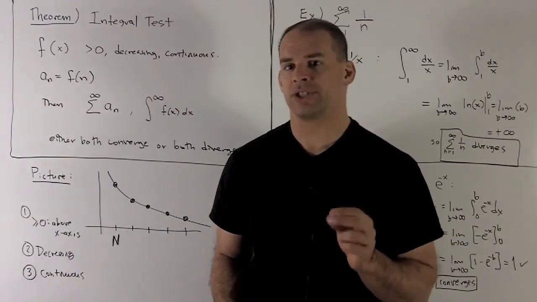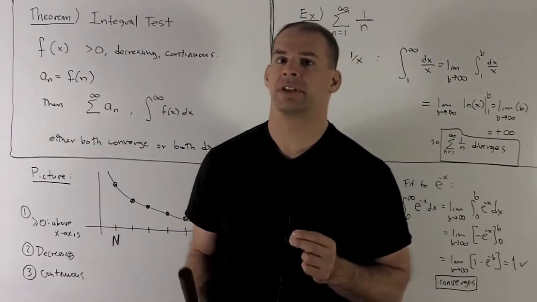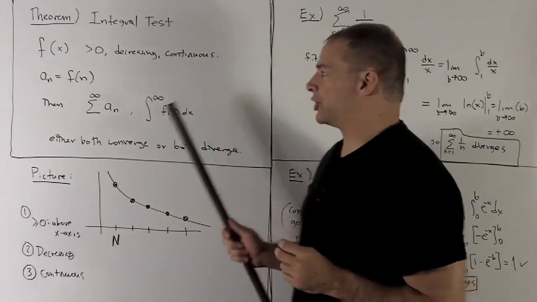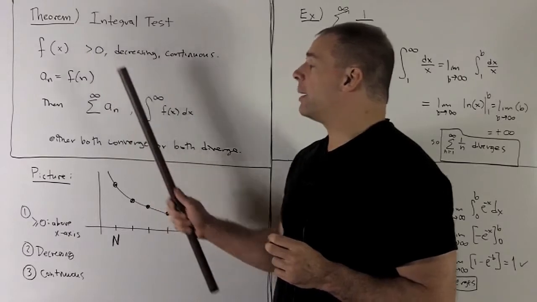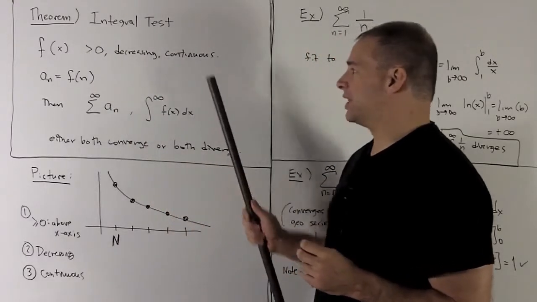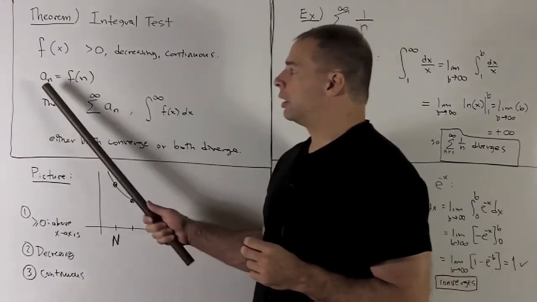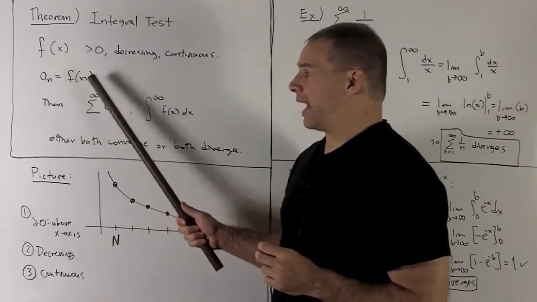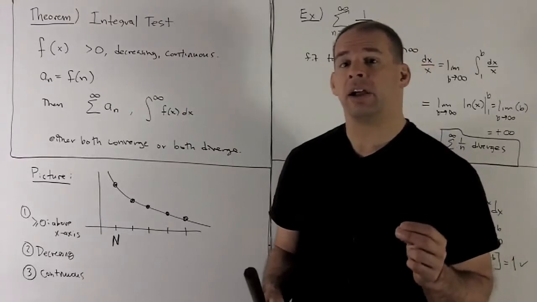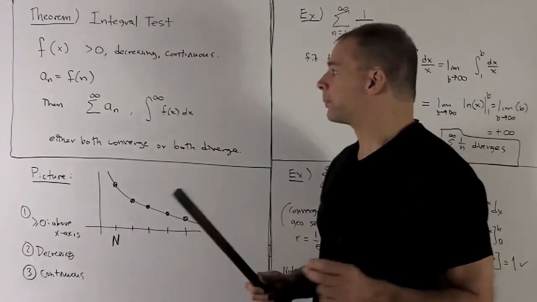Our next test for convergence of series is the integral test. What's the situation? I'm going to have a function on the real line. It's positive everywhere, it's decreasing, and it's continuous. We're going to have our sequence defined by f evaluated at n, so that means there's a function out there that I can fit my sequence to.